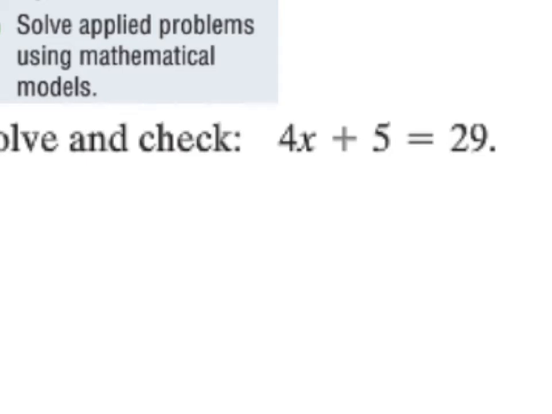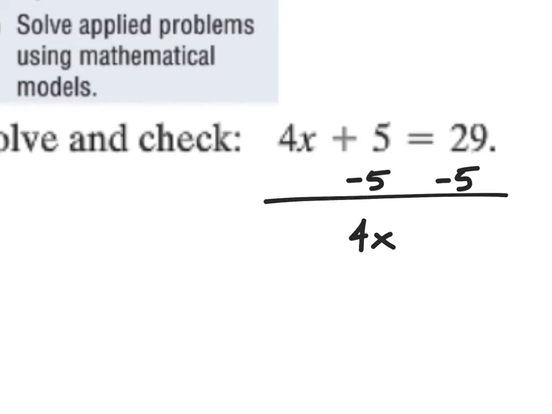So I've got 4x plus 5 equals 29. What I want to do is isolate x and solve for x. So I'm going to subtract 5 from both sides. I'm doing the opposite of what it's telling me, the opposite of adding 5. So then what I have is 4x, because 5 minus 5 cancels out to 0, and then I have 29 minus 5, which is going to be 24.